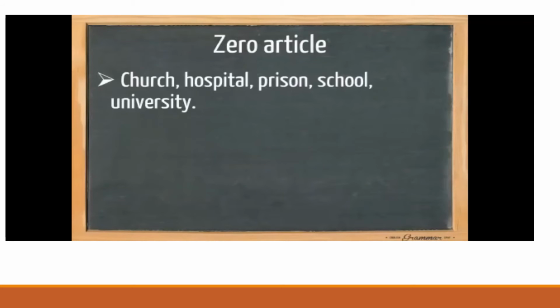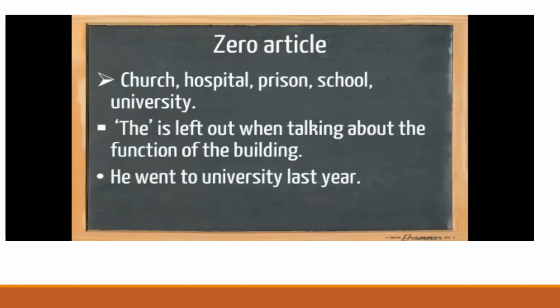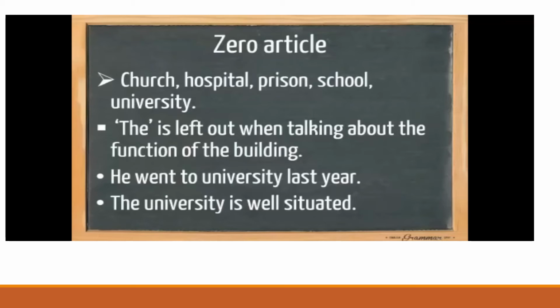We also do not use an article when talking about church, hospital, prison, school and university in general. So, the is left out only when we talk about the function of the building. For instance, he went to university last year, so here we do not have a particular university in mind. Whereas the university is well situated, this is about a particular university, for instance, Oxford, Cambridge, Harvard, Yale.